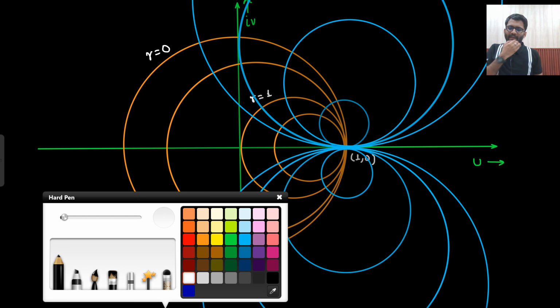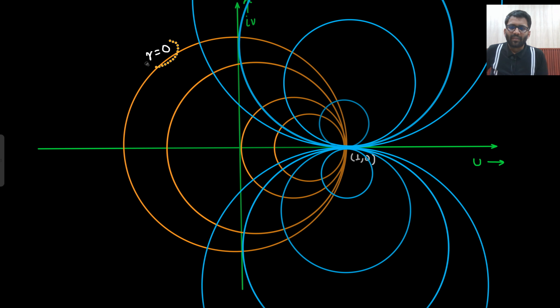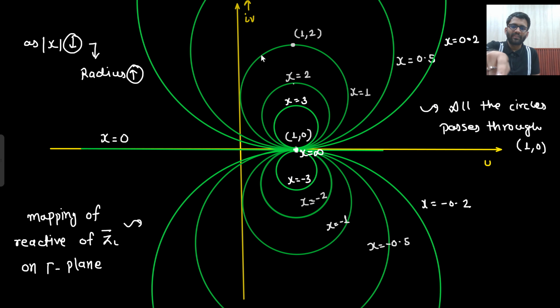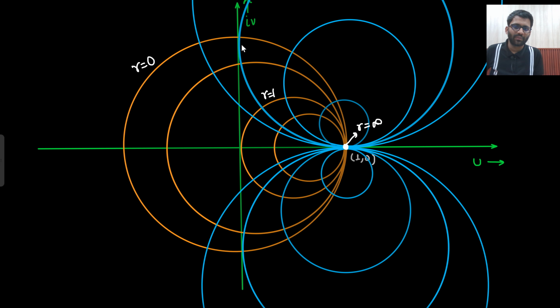Okay, so now let's rename them. This circle was your R equals to 0. This circle was your R equals to 1, and here this point was your R equals to infinity, right? Here the circle which is passing through this curve was your x equals to 1, right? Are you getting this point? This circle is my x equals to 1.